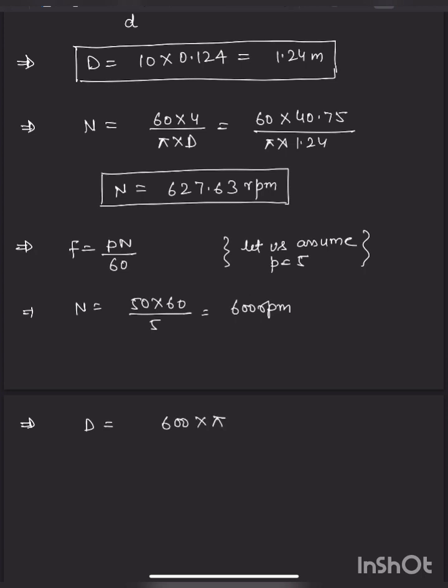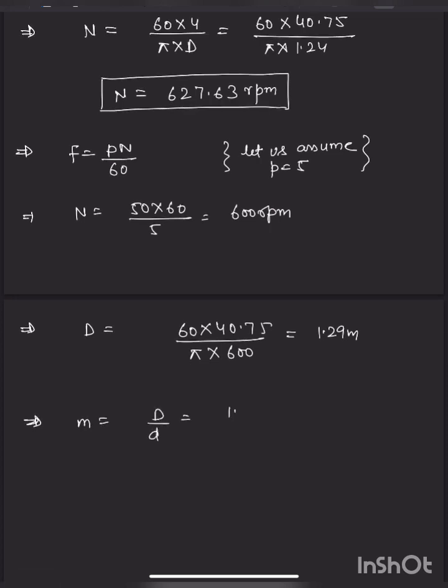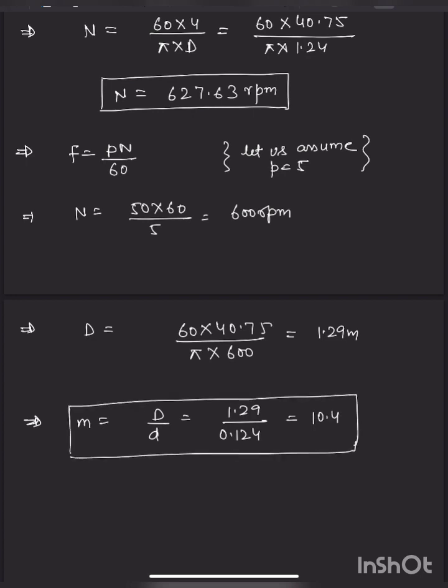For this rpm, the diameter of the wheel is equal to 60 into 40.75 divided by pi into 600. Then D will be 1.29 meters. Then the jet ratio will be D by d, which is equal to 1.29 divided by 0.124. So the exact jet ratio is 10.4. So this is the solution of this question.